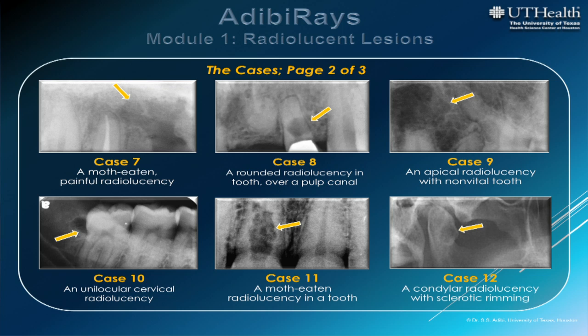Selected cases 7 through 12 consist of a moth-eaten, painful radiolucency, a rounded radiolucency in a tooth overlapping the pulpal canal, an apical radiolucency with a non-vital tooth, a unilocular cervical radiolucency, and a condylar radiolucency with sclerotic rimming.